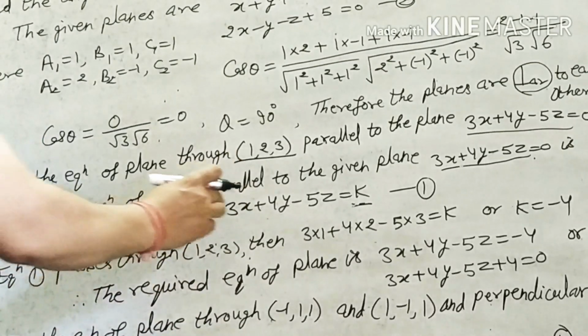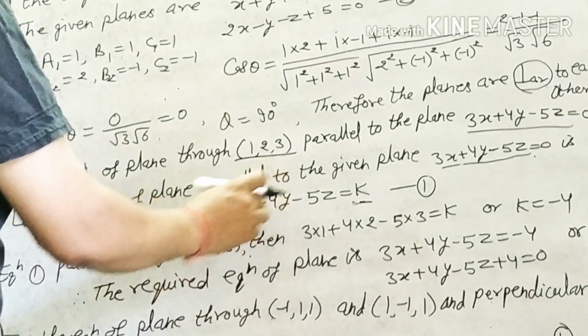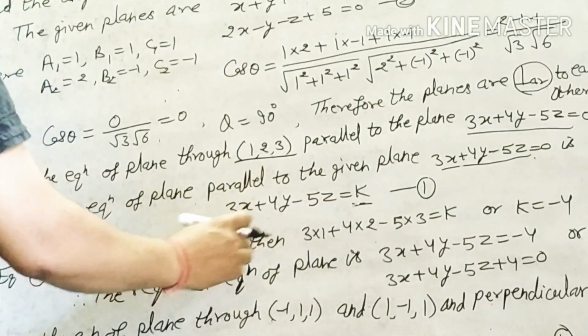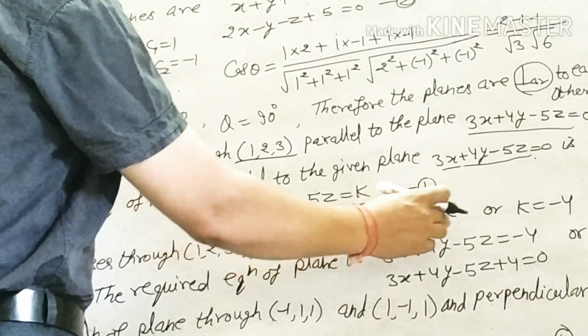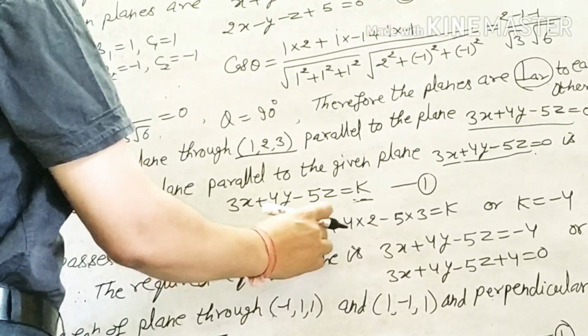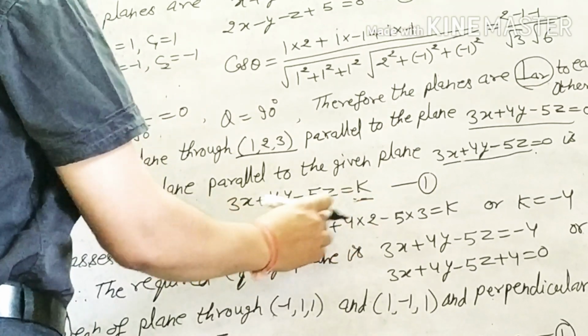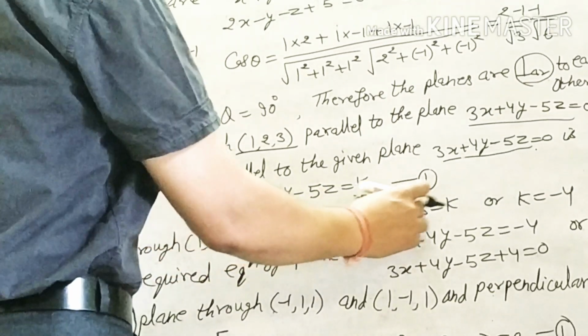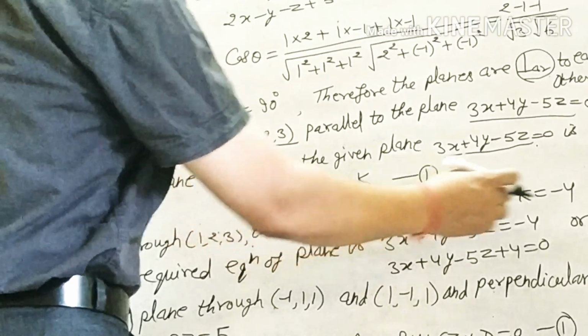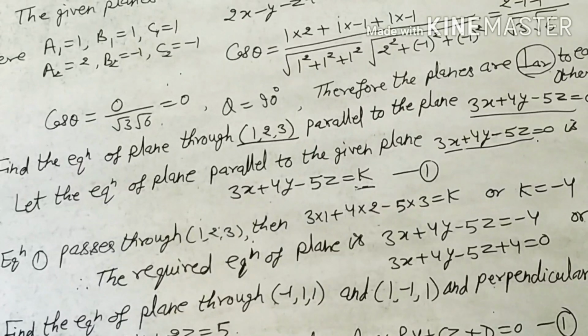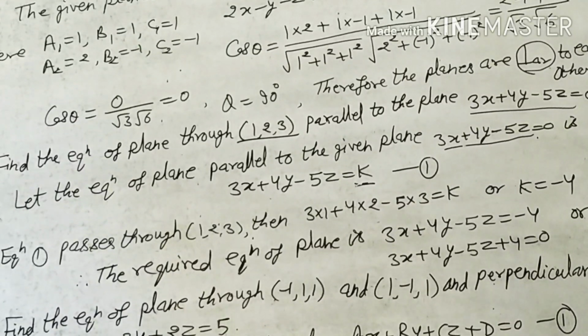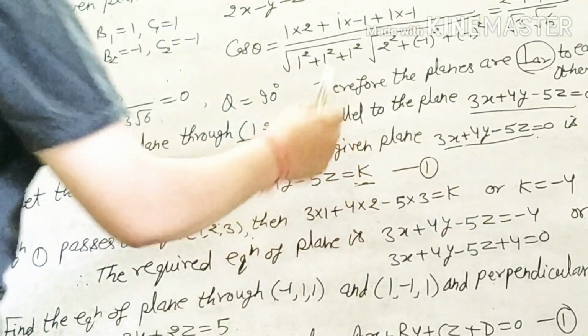put the value of x replaced by 1, y by 2, z by 3. Then it will be 3 into 1 plus 4 into 2 minus 5 into 3 equal to k. 3 into 1 is 3, plus 4 into 2 is 8, 3 plus 8 is 11, minus 5 into 3 is 15, 11 minus 15 is minus 4. So the value of k is minus 4. For the required equation of the plane, put the value of k in equation first.